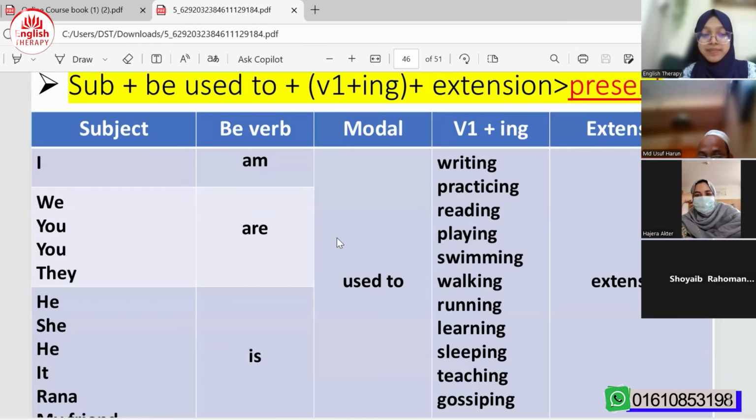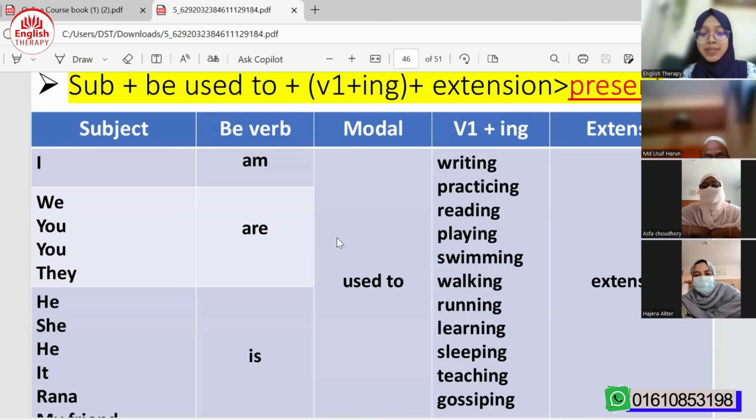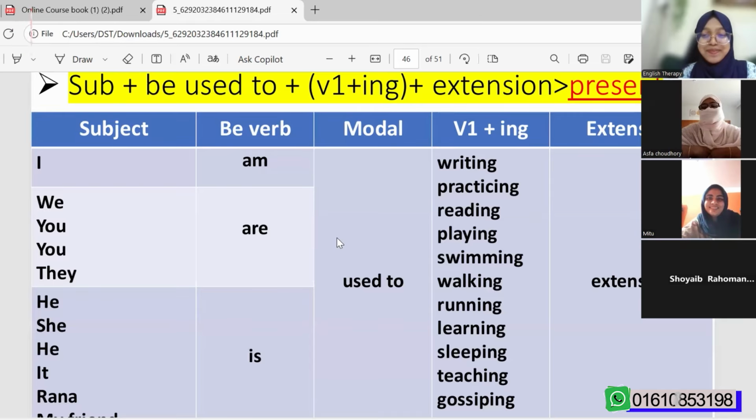Then Asfa ma'am, you will translate that. আমি দৌড়াতে অভ্যস্ত। I am used to running. Okay, thank you. And then Shubho sir. আমি কাচ্চি খেতে অভ্যস্ত। I'm used to eating kachchi. Okay, মিতু ম্যাম, আমি ইংরেজিতে কথা বলতে অভ্যস্ত। I am used to speaking English.